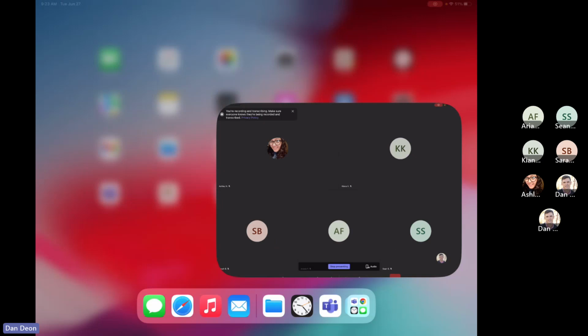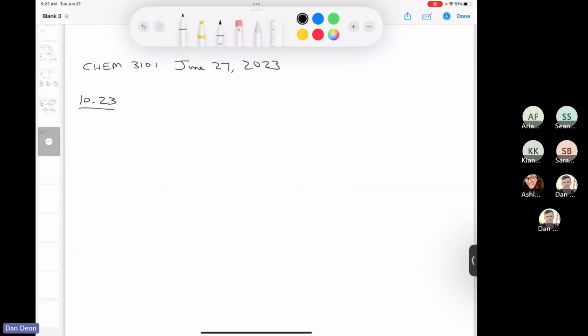Okay, so let's take a look at question 10.23 from the textbook. And it just says propose an efficient synthesis. So these are just your run-of-the-mill synthesis problems. All right, so we'll start out with A.